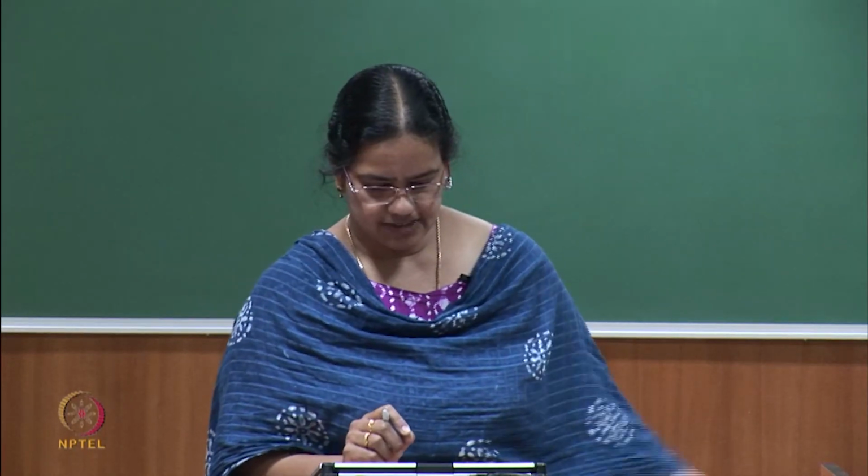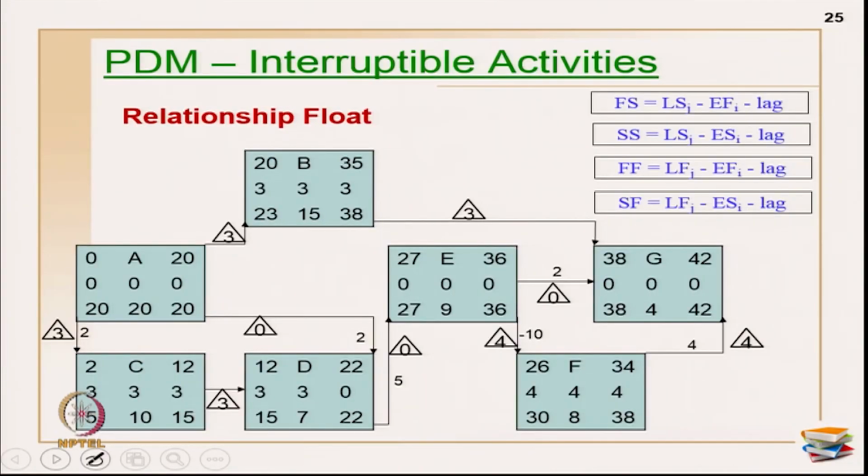Okay. Now, relationship floats, you have to be very careful and you have to look at the formulas for each type of float, and then you may have to work out. So, this is my same network with all the task floats written here: start float, finish float, total float in the tasks. And now, first let us go with all relationships.